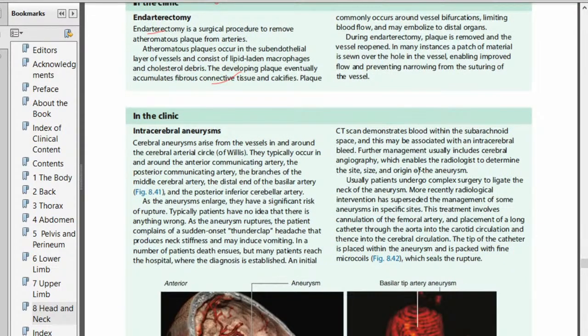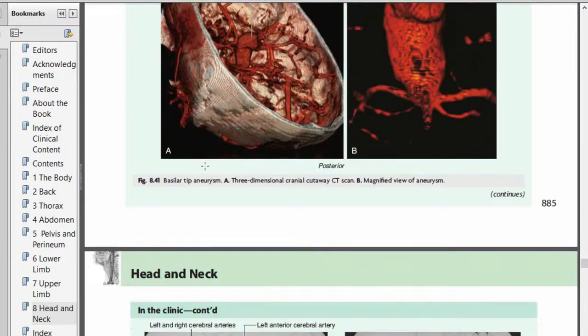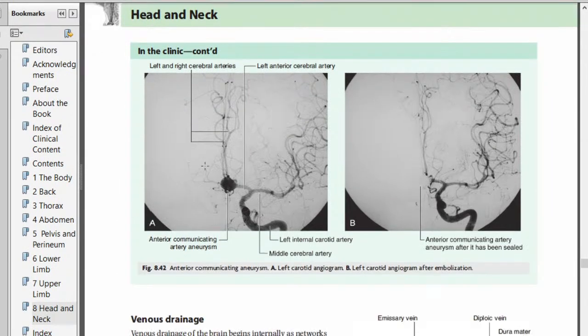In the clinic, there is intracerebral aneurysm. Here is an anterior cerebral artery aneurysm after it has been sealed.